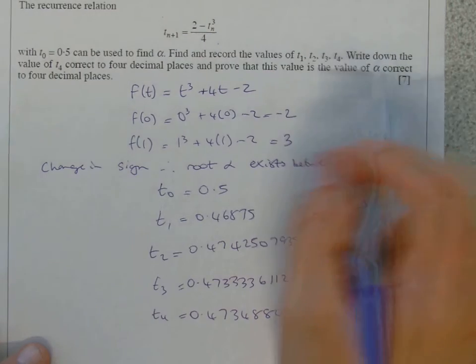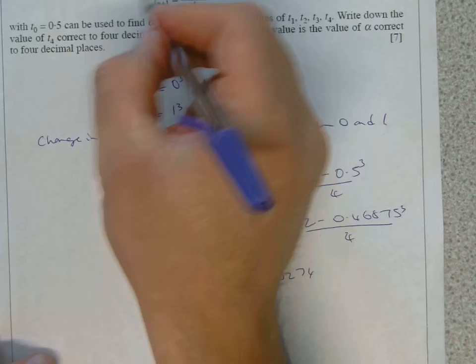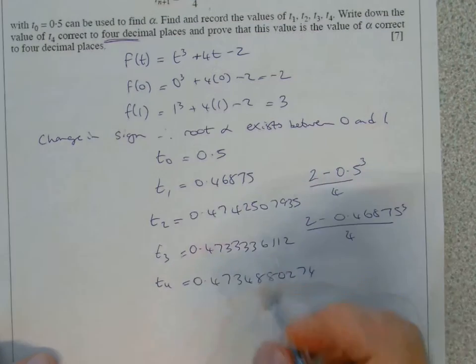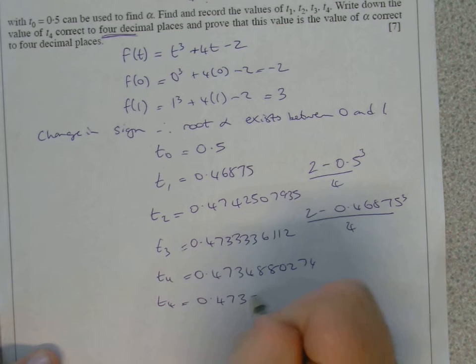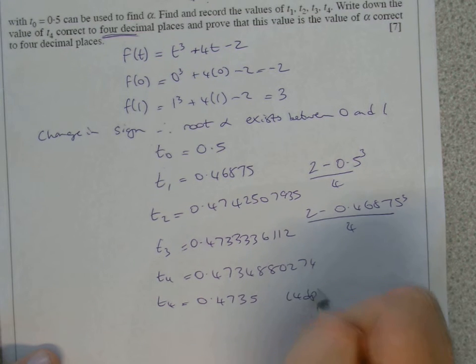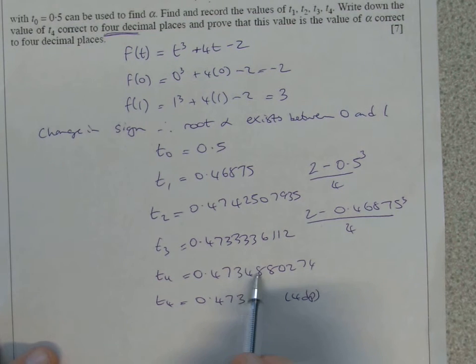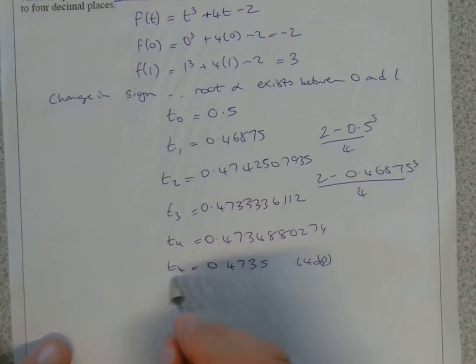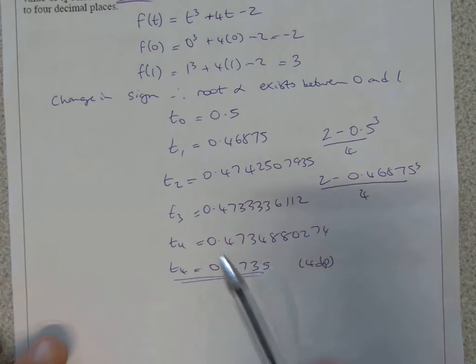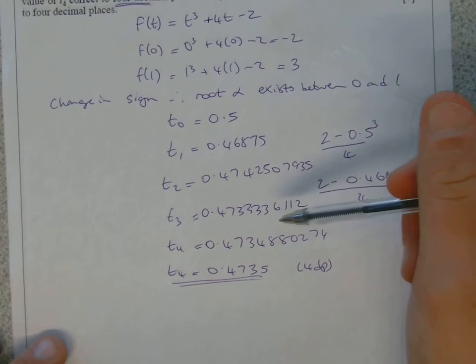Once you've done that, it says write down the value of T4 correct to 4 decimal places. So once you've written all these out, T4 then will be 0.4735, isn't it, to 4 decimal places? Of course, because that's an 8 there, you round that up to a 5. So there's your answer there for T4.